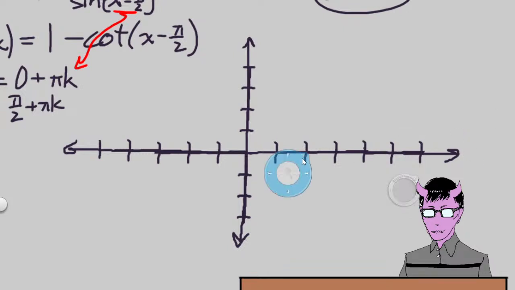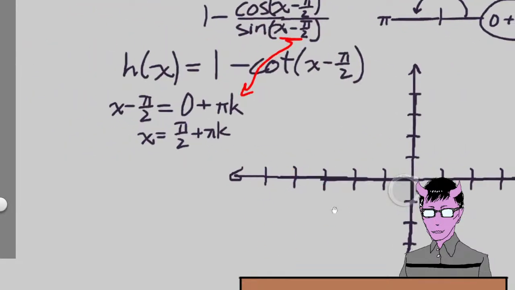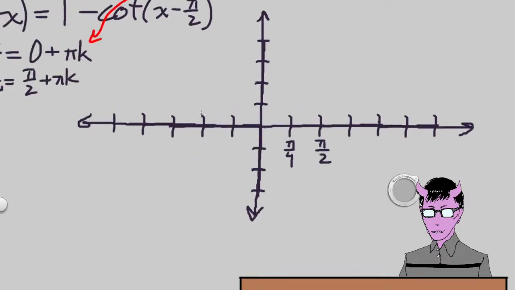So we're going to name this one, well, just because of this one right here, I'm going to name the second hash mark pi over 2. This is going to be pi over 4. And thus this is negative pi over 2. That's negative pi over 4.